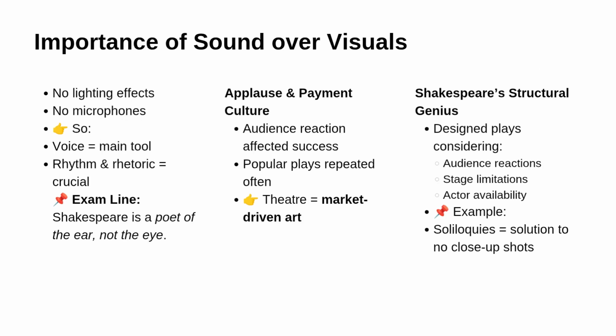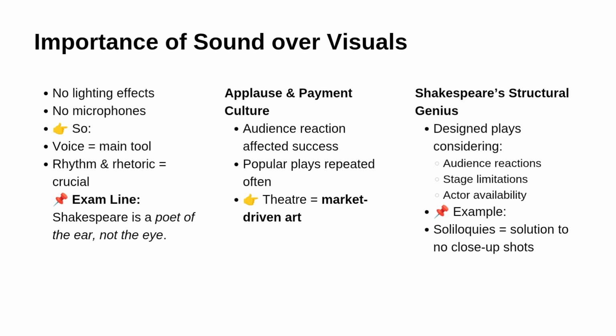Now let us understand a very important principle of Shakespearean theatre, the importance of sound over visuals. In Shakespeare's time, there were no modern lighting effects and no microphones. This means actors could not depend on visual technology to create impact. Instead, the entire performance depended mainly on sound, especially the human voice. So, voice became the primary tool of acting.